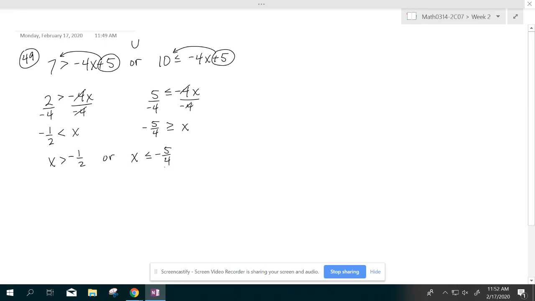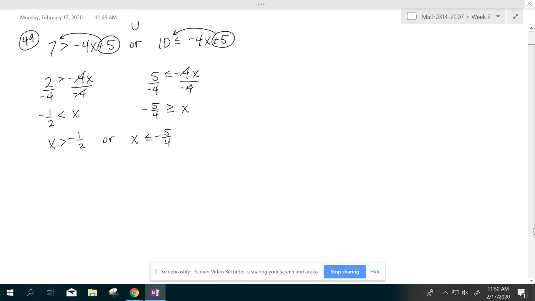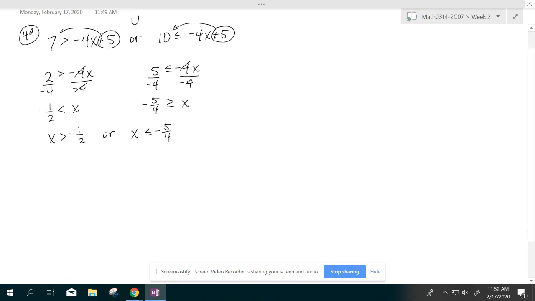So we're going to flip it again. And why is it a good idea to keep x on the left? So we know which direction to shade. Yes, so you know which direction. It's easier to know which direction to shade, okay? So now that I've solved, let's go to the number line.